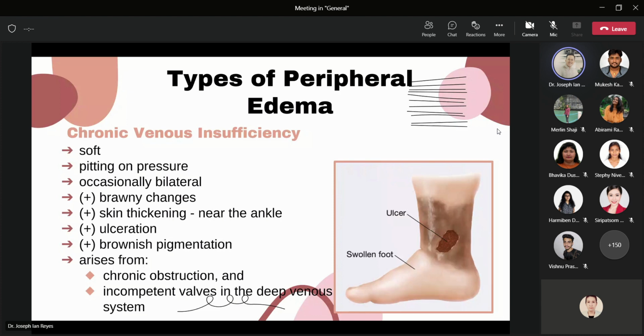Then you have your chronic venous insufficiency. Again, this would be soft, pitting on pressure, occasionally bilateral. You have changes like brawny changes, skin thickening near the ankle. For chronic cases, you have ulcerations already, brownish pigmentations. So obstruction of the lower extremity circulation, incompetent valves in the deep venous system. Again, because of poor circulation, pooling of your fluids, you can have these changes in the skin.